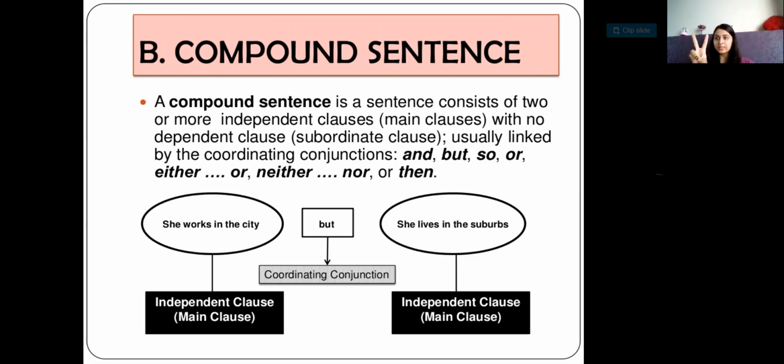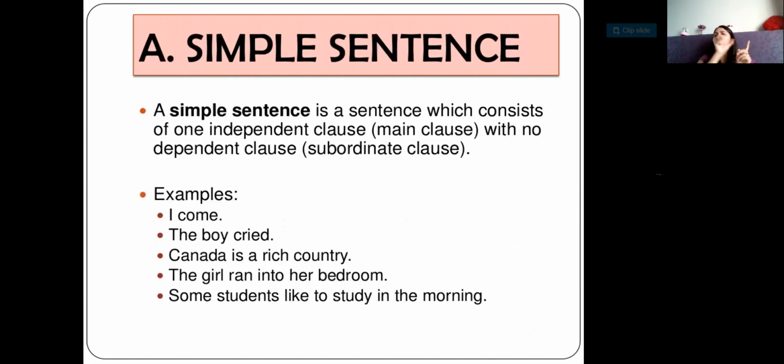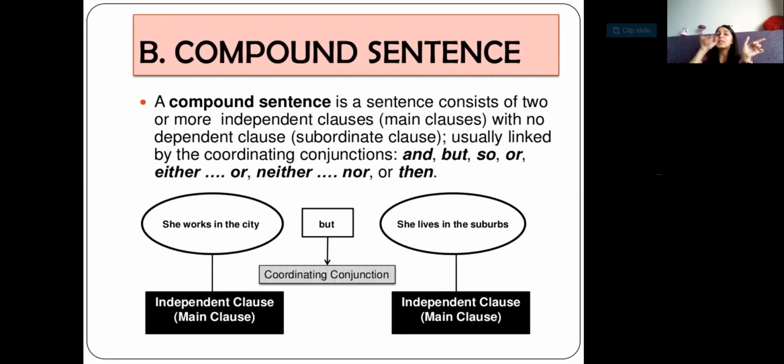Compound means two sentences. So you do not have one simple sentence like this: Canada is a rich country. You don't have two sentences here. In the compound, when you have two sentences, for example, she works in the city, she lives in the suburbs. All right, these are two sentences. If you hear she works in a city, you understood it. She lives in suburbs, you understood it.